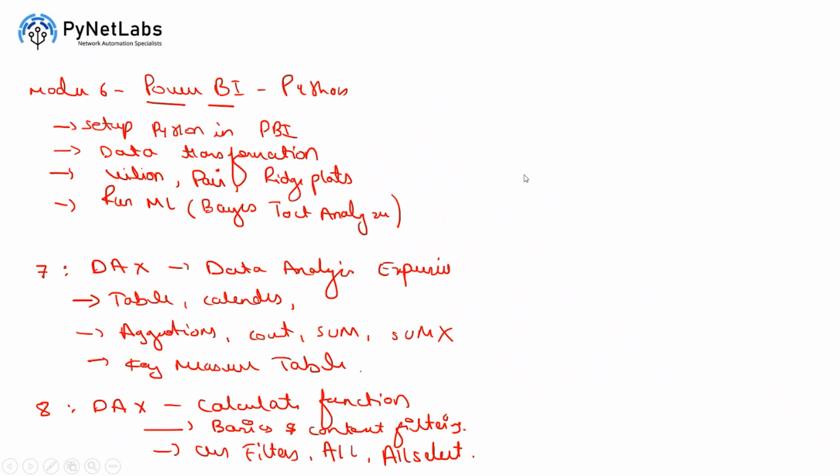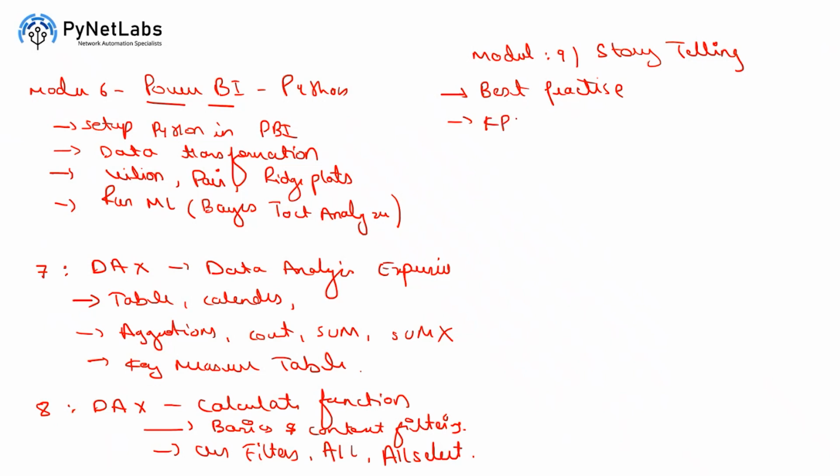Then module number 9, a very important module as well. Module number 9, tell a story with your data. So storytelling. It's very important when we speak about visualization. Storytelling is one of the most important things. We'll see best practices for data storytelling: how to read a graph, how to read data, how to present data, identifying some of the KPIs and user requirements.